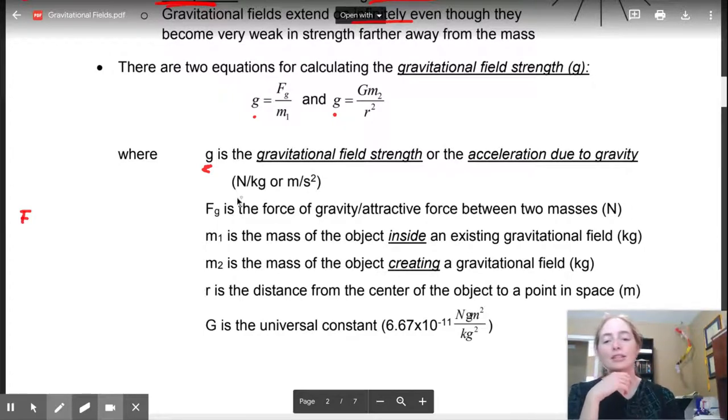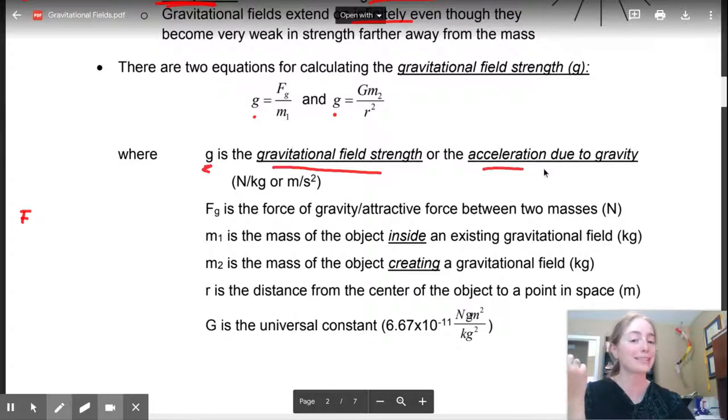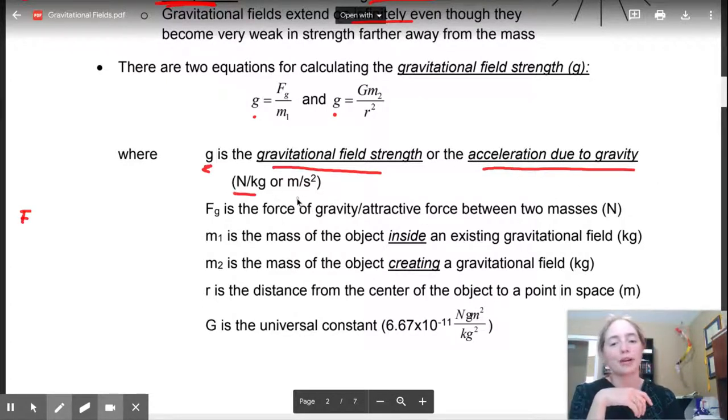Okay. So, ladies and gentlemen, G is our gravitational field strength or the acceleration due to gravity. I don't care what units you use, newtons per kilogram or meters per second squared, potato, potato. We can do some unit analysis to actually prove that they are the same. We'll do that later. Okay, so Fg is our force of gravity or the weight. Remember that force of gravity is equal to the weight.